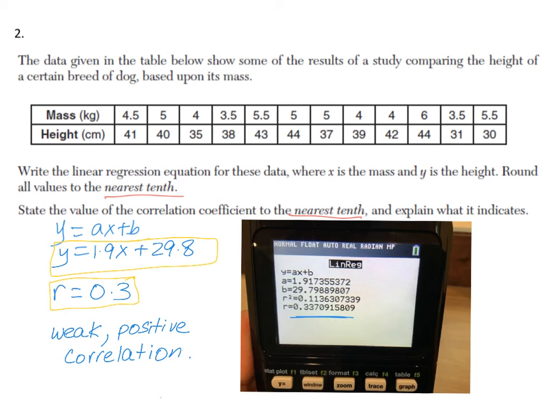So what this is saying is that the mass cannot predict the height. This is what this means. When you have a weak positive relationship, all you're saying is that the statement that height and mass are related is not true. That is what this is saying. So the relationship between the height and the mass is not valid in this case. It's not a convincing relationship.